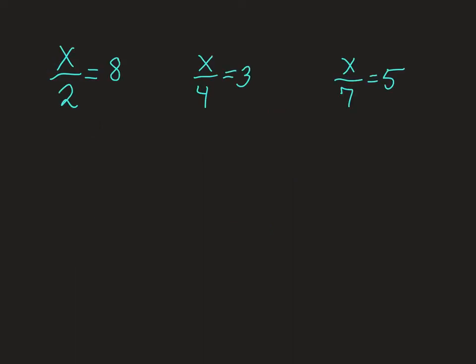All right, here's the other kind of questions we're going to have. They already start off with division: x divided by 2, x divided by 4, x divided by 7. They already start off with division. We have to undo the division. We have to do the opposite of division.